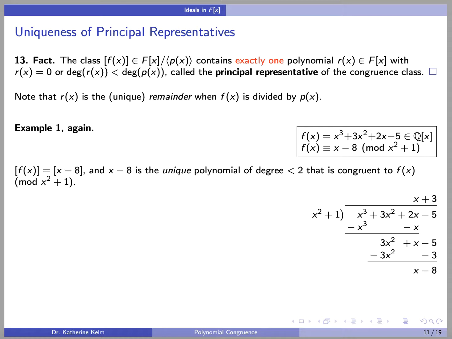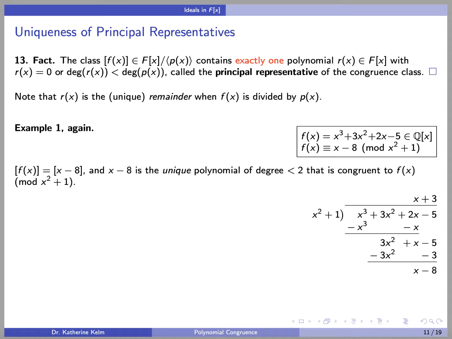This follows from the division theorem that says that we can divide f of x by p of x and get a unique quotient and remainder polynomial. And the remainder polynomial, r of x, is the principal representative of the congruence class.